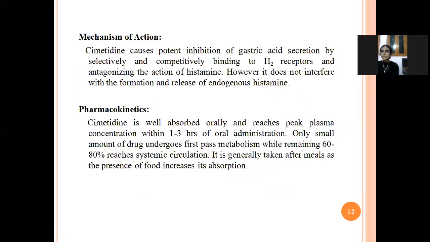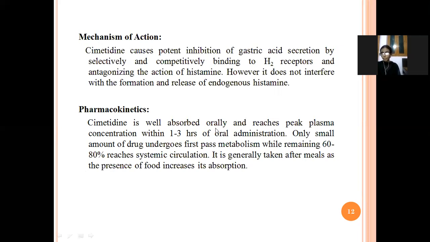Next, the mechanism of action: it is used to inhibit the gastric acid which is released by the H2 receptors, which is responsible for causing ulcers. So the main mechanism of action is to inhibit the gastric acid secretion, by binding the drug to the H2 receptors and blocking them in order to prevent ulcers. Next, pharmacokinetics: it is given by the oral route of administration.